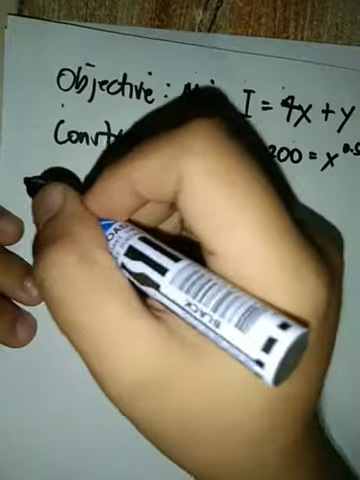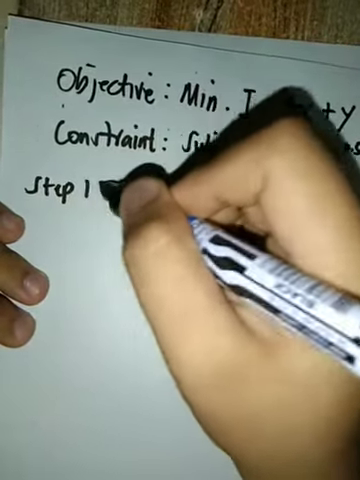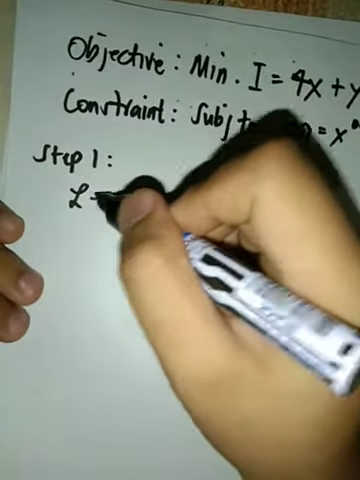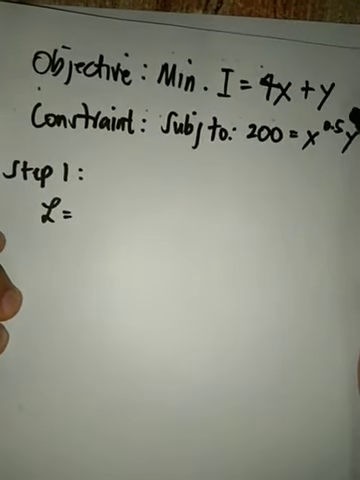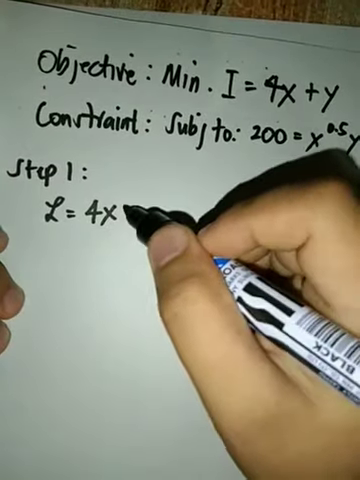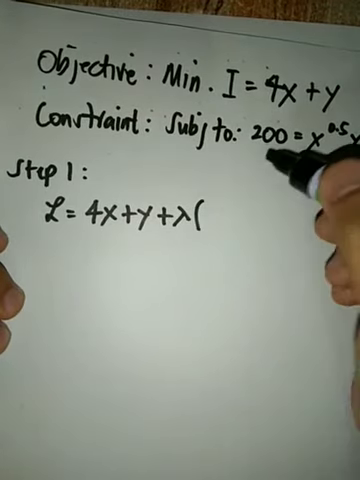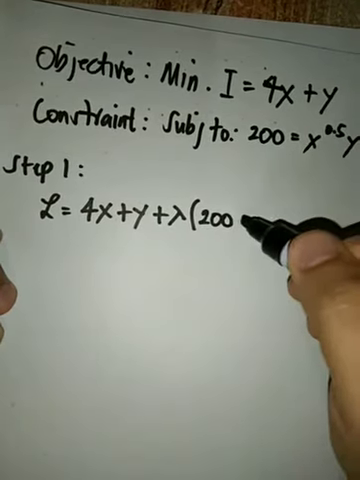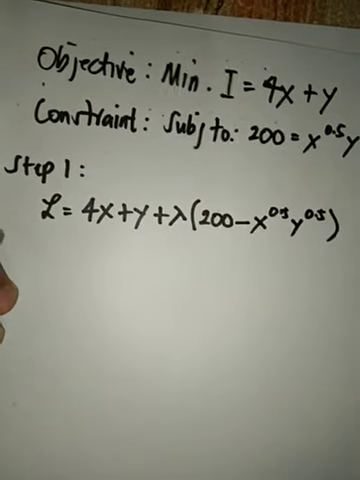Step 1, we're going to set up a Lagrangian equation. This is L equals, don't forget that the first one is our objective function, which is 4x plus y, plus lambda multiplied to our constraint, and this will become 200 minus x raised to 0.5 y raised to 0.5.